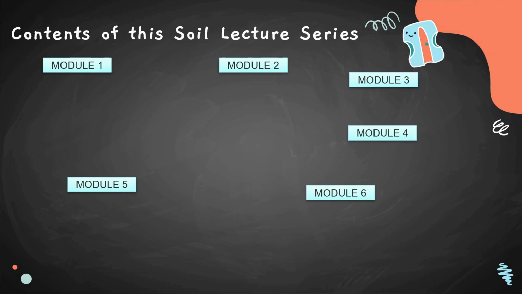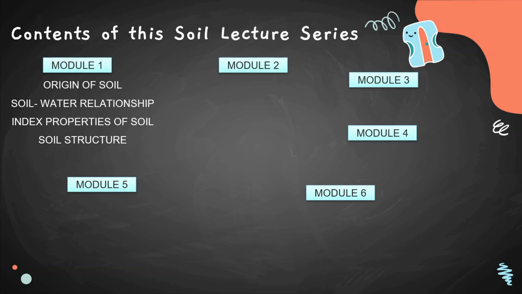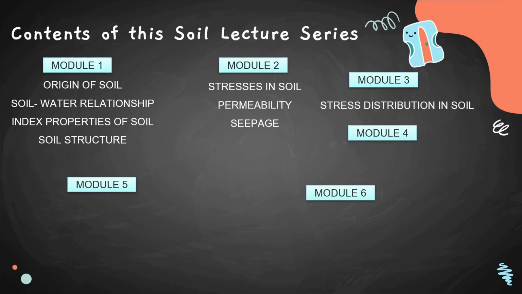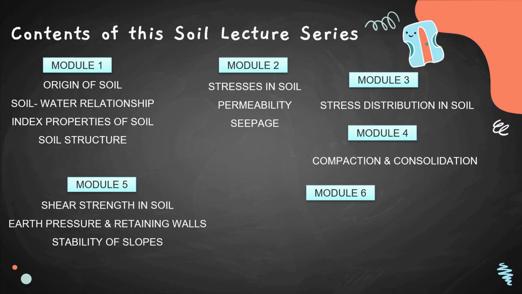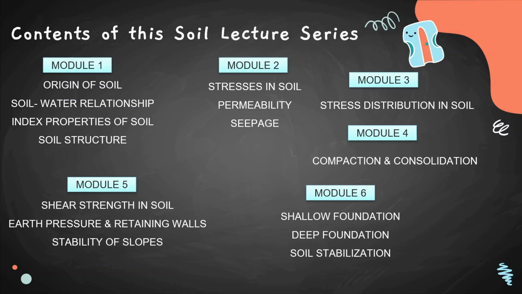So first of all, I want to discuss what are the contents of this soil lecture series. So in module 1, I am having origin of soil, soil water relationship, index properties of soil, and soil structure. And under module 2, I have stresses in soil, permeability, seepage. Then in module 3, I have stress distribution in soil. Then in module 4, I have compaction and consolidation. Then in module 5, I have shear strength in soil, then earth pressure and retaining walls, then stability of slopes. Then in module 6, I have shallow foundation, deep foundation, and soil stabilization.